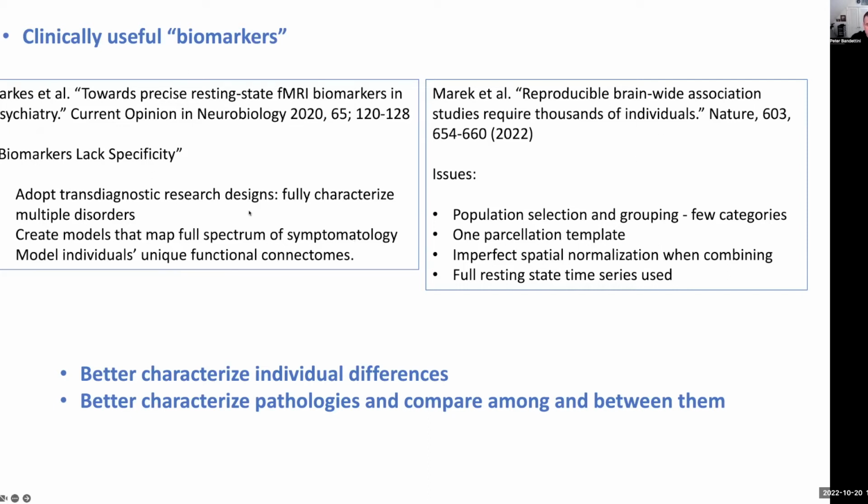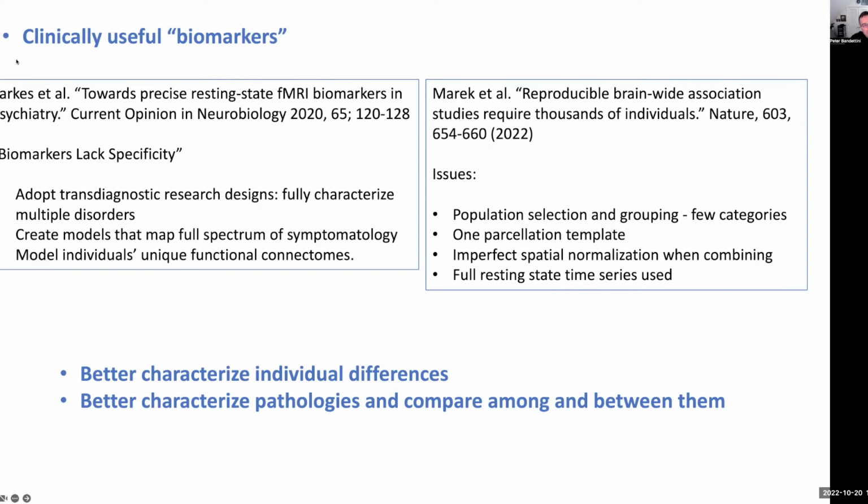In preparing this talk, I came across a really nice paper by Parks, and I believe Danny Bassett is on it as well, basically saying that biomarkers right now really aren't working because they lack specificity. The way we collapse our dimensions of behavior is too simple. There's no specificity to make them powerful.